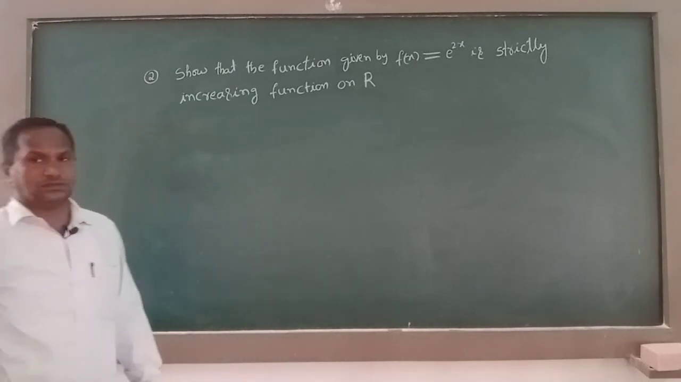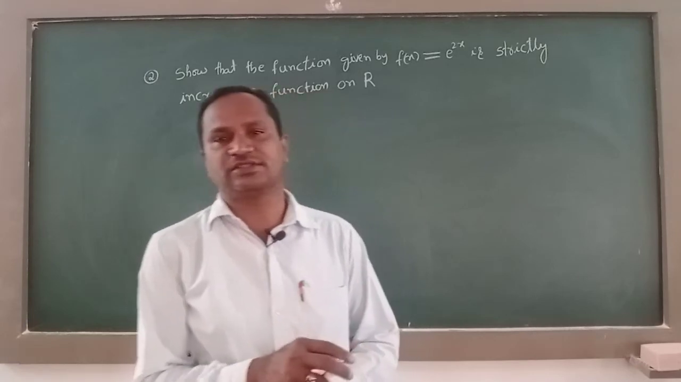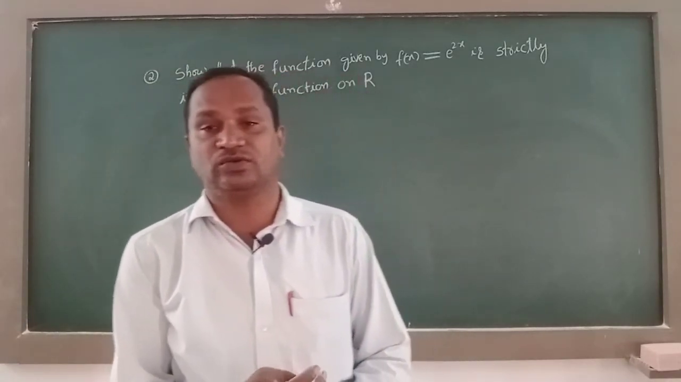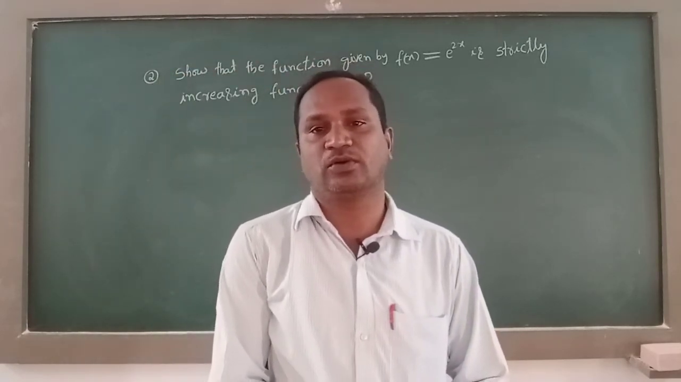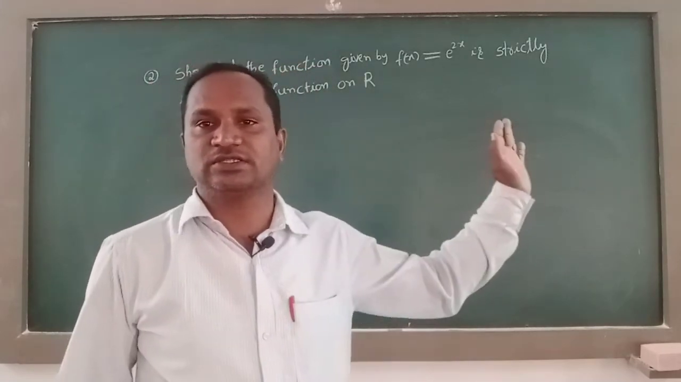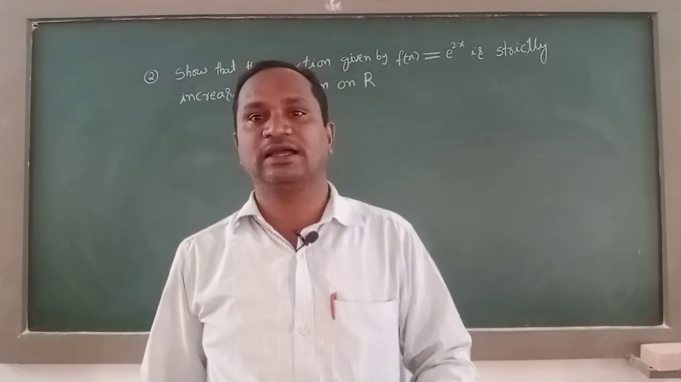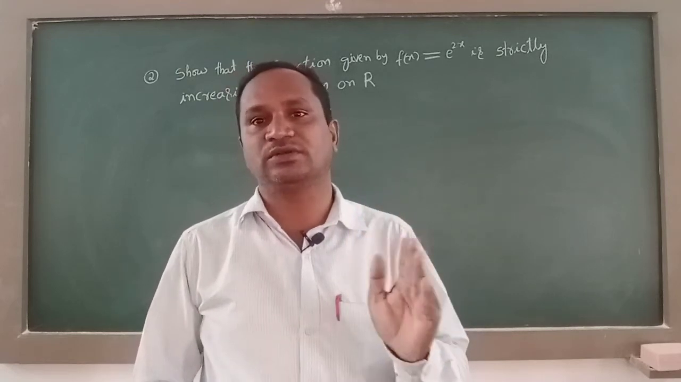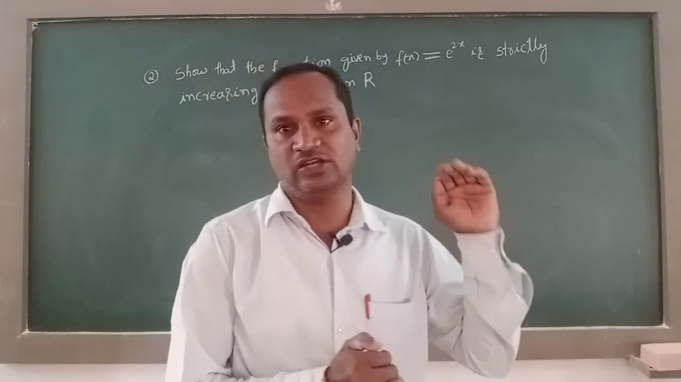Here they gave a question on an exponential function. We already know that an exponential function is always greater than 0; the value of an exponential function is always positive. So easily we can tell that the given function is strictly increasing on R. But we should not tell it that way, because we are in differentiation now. We must show it through differentiation methods only. I will show you how.